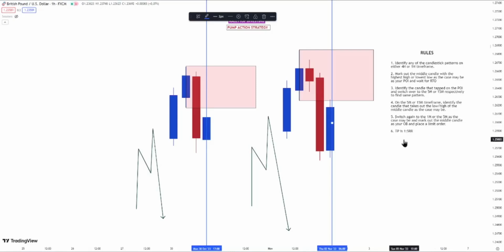And then rule 6 says, TP is 1 to 5. As simple as that. Don't be greedy. 1 to 5. All right. You can be making 1 to 5 on a daily basis, every single day. 1 to 5. All right.